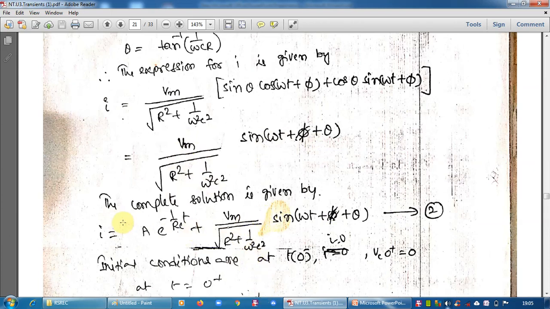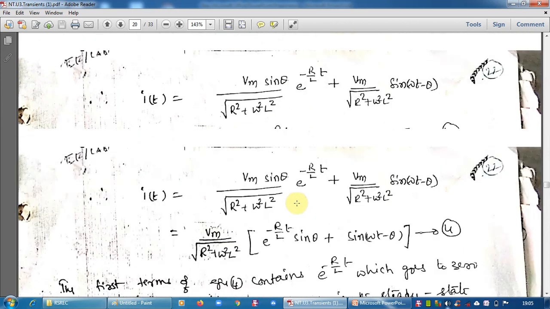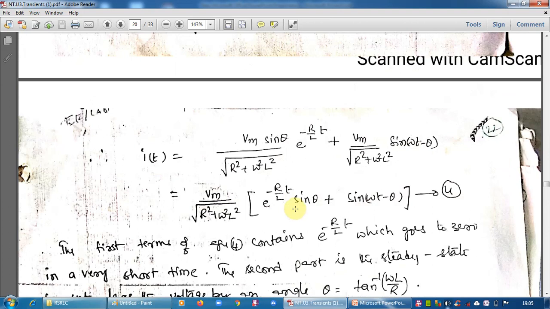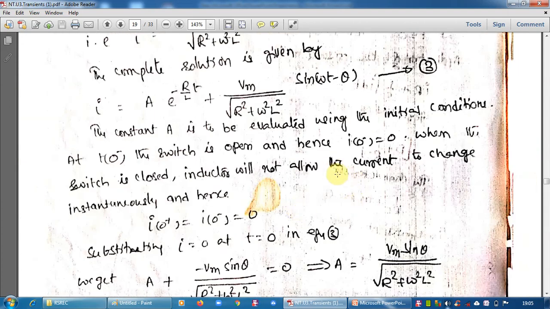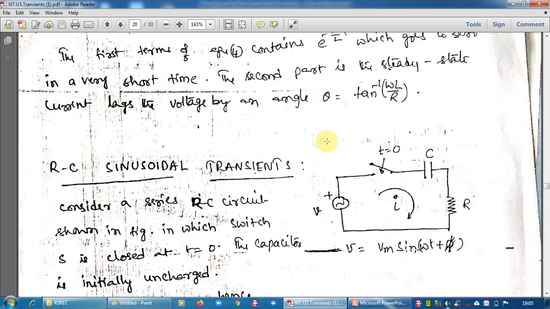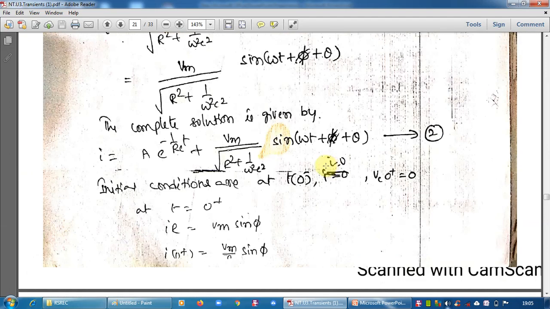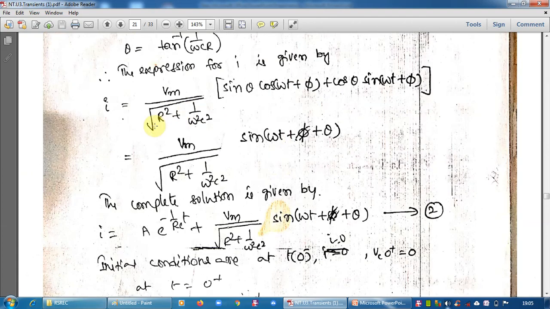If we observe the RL circuit and the RC circuit, for the RC circuit we are getting sine omega t plus theta here, whereas for the RL circuit, the steady state response, you see here, what did we get? Sine omega t minus theta. Steady state response minus theta. For the RC circuit, the steady state response is plus theta. So that is the indication. Here is the expression for I. In the I expression we are getting plus theta for the RC circuit and minus theta for the RL circuit.